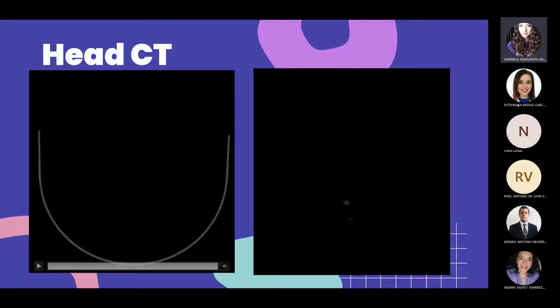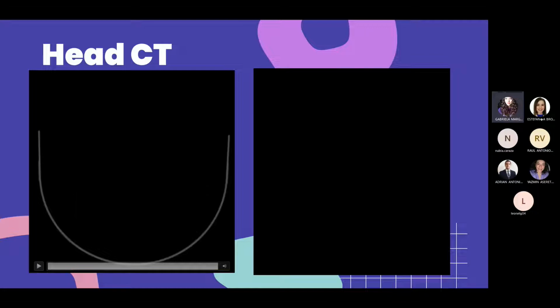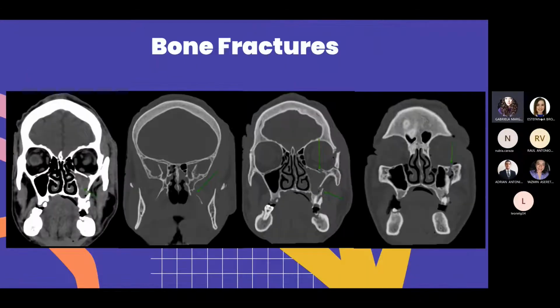Okay, so this patient had several findings. First, I'll tell you each and every one of them. He had a left maxillary hemosinus associated with zygomatic bone fracture. He had a fracture of the left pterygoid process and a left infraorbital nerve canal fracture with fracture of the lateral wall of the maxillary sinus and fracture of the frontal process of the left zygomatic bone.